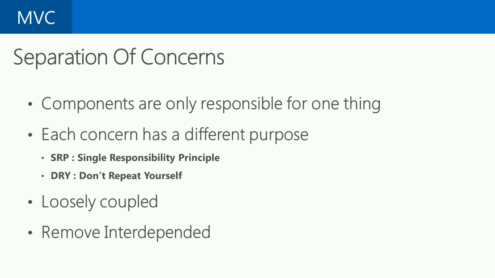Loosely coupled means that when we make changes to one part of the architecture, we do not need to change the other one, right? So they are all loosely coupled. And with MVC, what we do is remove dependencies, the interdependencies of the layers in MVC. All three layers are different, and they have different tasks to perform.